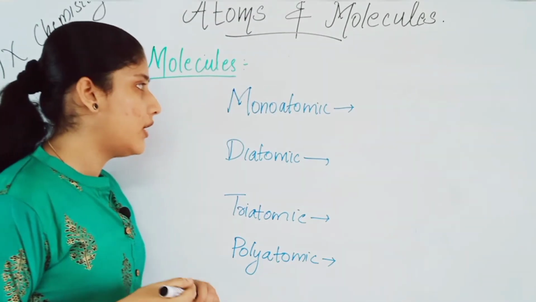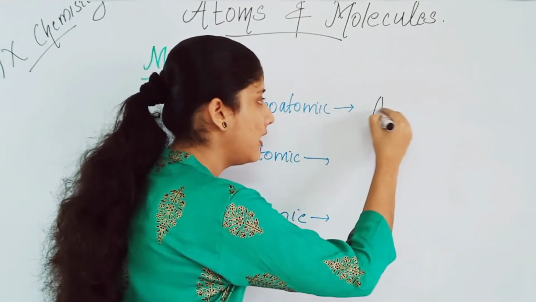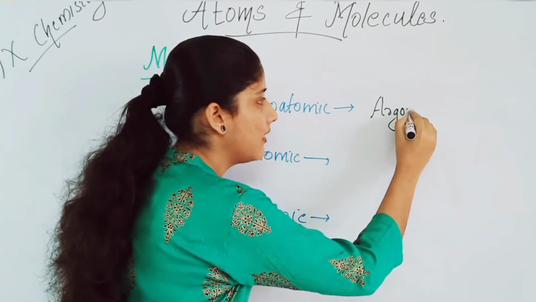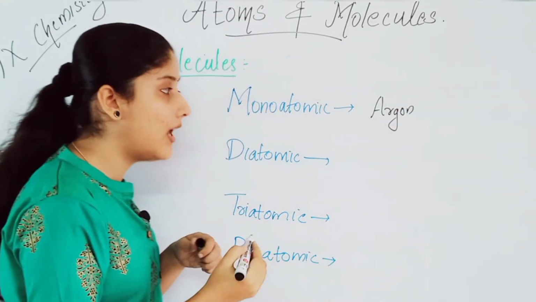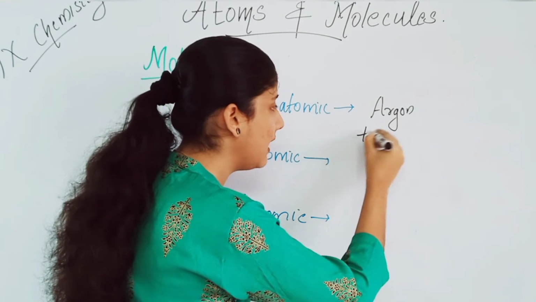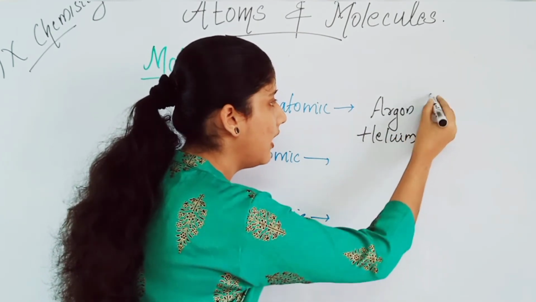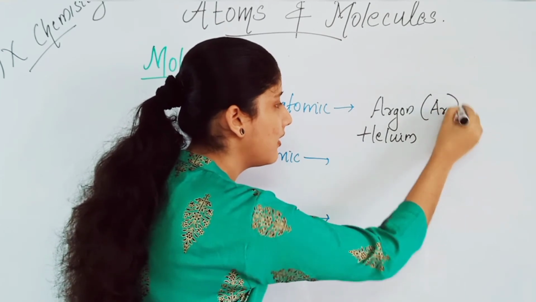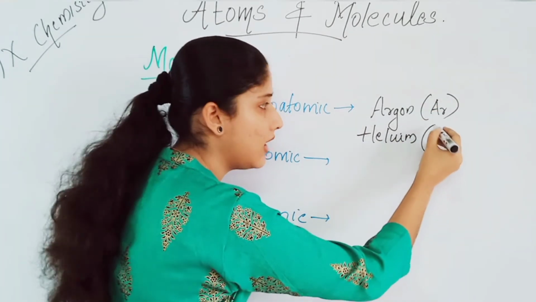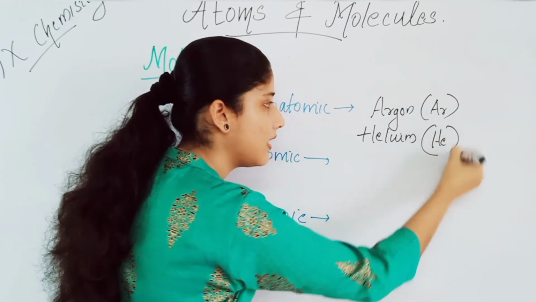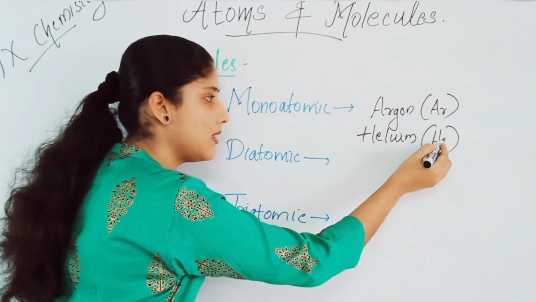Example for monoatomic is argon and also helium. Argon is Ar and helium symbol is what? He. H and E will be the symbol for helium.